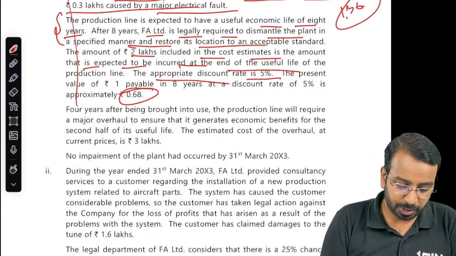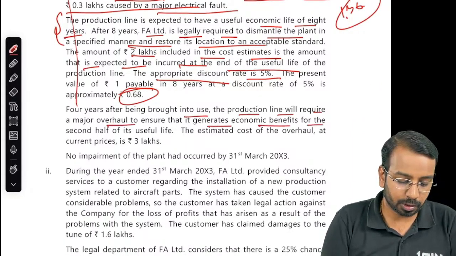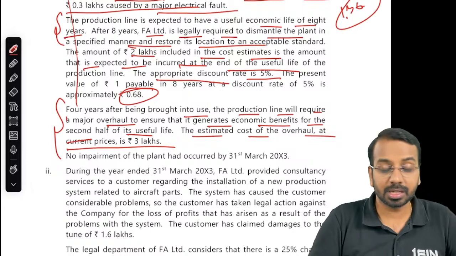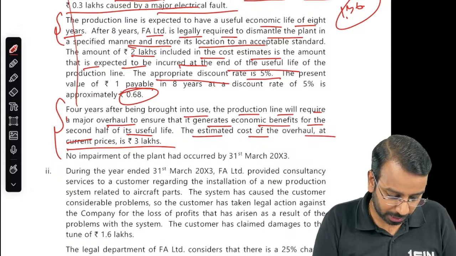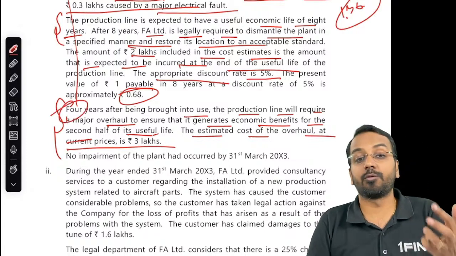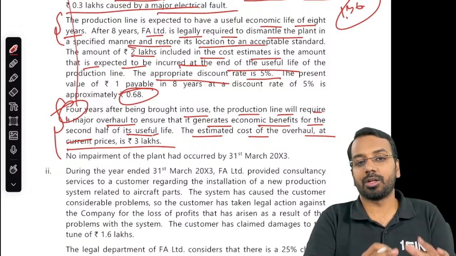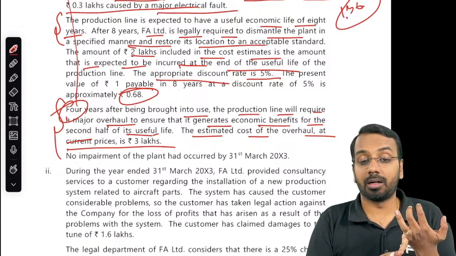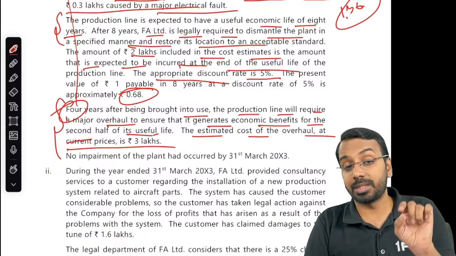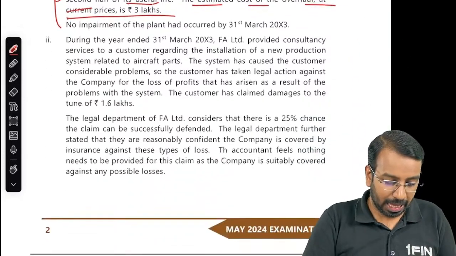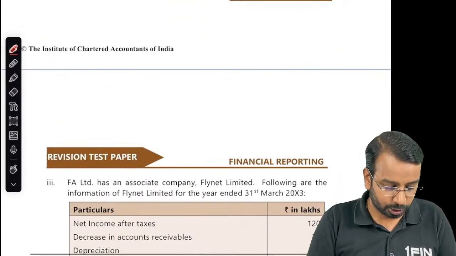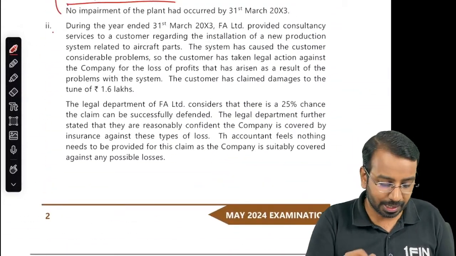Four years after being brought into use, the production line will require a major overhaul to ensure that it generates economic benefit for the second half of its useful life. Estimated cost of the overhaul at current prices is 3 lakh. Now this is given because you have to depreciate the major overhaul over its life of how much? They have given the life of 4 years. So within 4 years we have to depreciate. Now after we read this question, what all do we need to answer from this? We have to answer the first question. We have to answer the value to be charged to P&L and also the carrying amount and the cost. So that is one. I will not touch upon question number 2 and question number 3 now because these are independent scenarios.